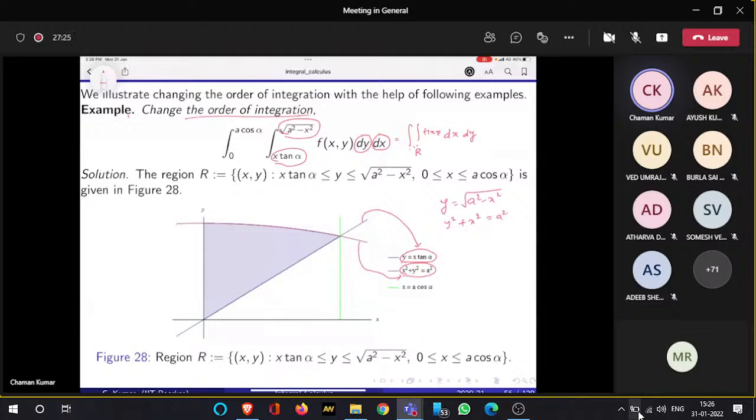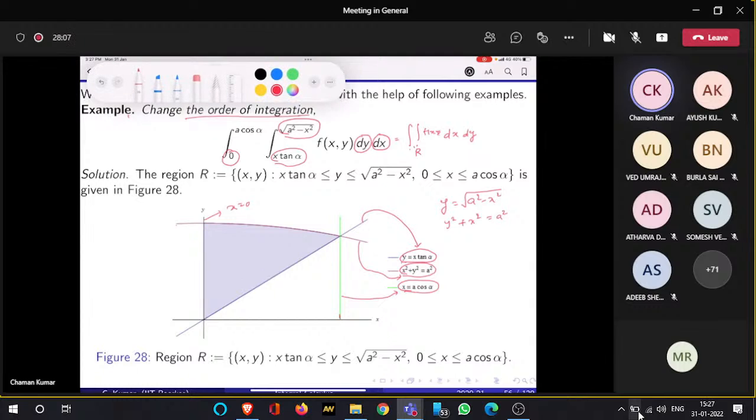So after analyzing the range of y, we go to the range of x. The lower limit of x is 0. So x is 0 means the y-axis. And the upper limit of x is a cos alpha. So this green line is a cos alpha. So the region of integration is this boundary region. This is how you identify the region of integration.